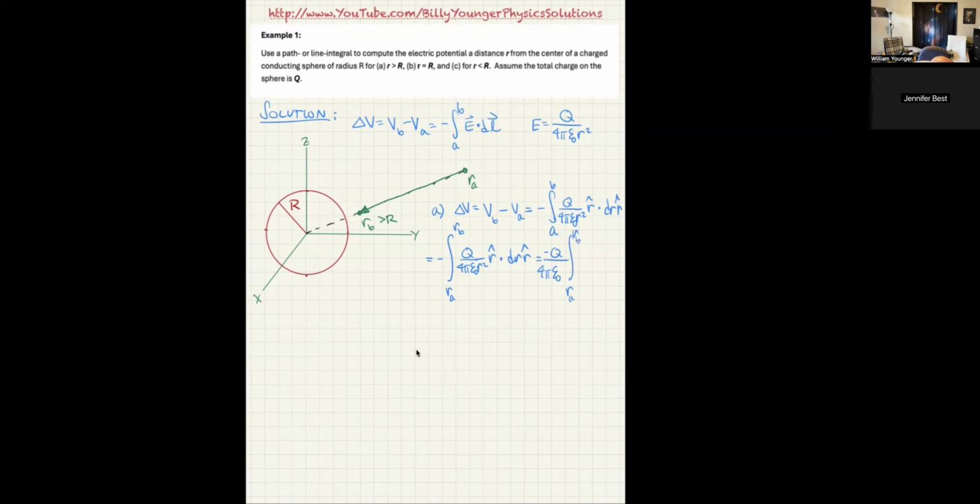And what we're going to integrate is dr times r hat dot r hat. But of course, r hat is a vector that is 1 unit long because of the hat. So the dot product is 1 times the cosine of the angle between them, but they're identical vectors, so the angle between them would be 0 degrees. And of course, cosine of 0 is 1. So we end up just getting r hat dot r hat is 1.